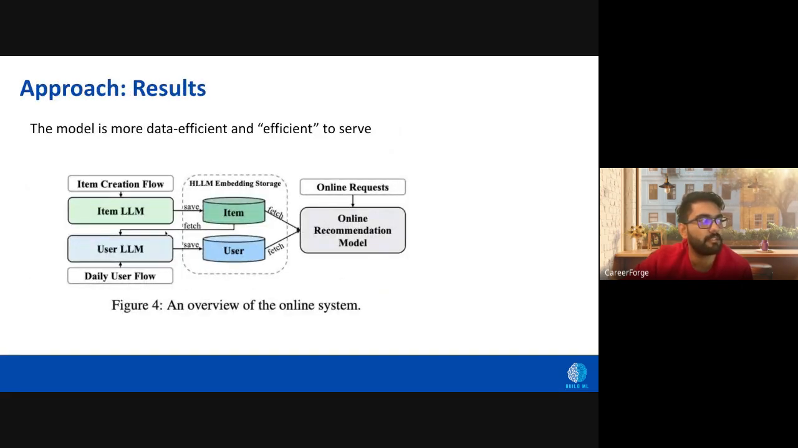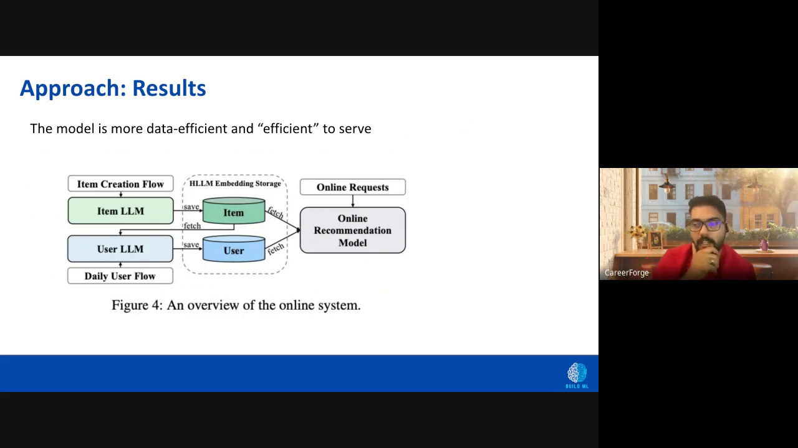The item LLM, the item embeddings are created only when the item is created, because the assumption that the researchers are making is that the item description, once created, never changes. It's not actually true in real world settings, but let's assume for academic settings it's true. The item description and title stay the same. So when the item is created, they create the item embedding. It needs to be run only once, and it's stored in the vector DB.